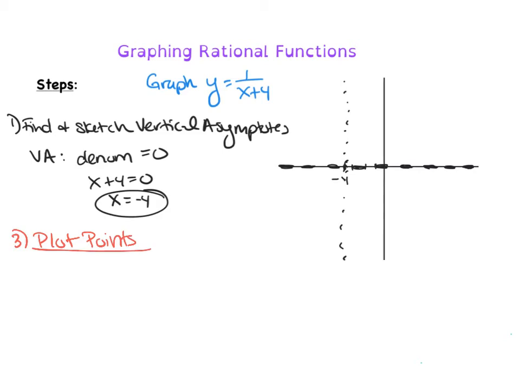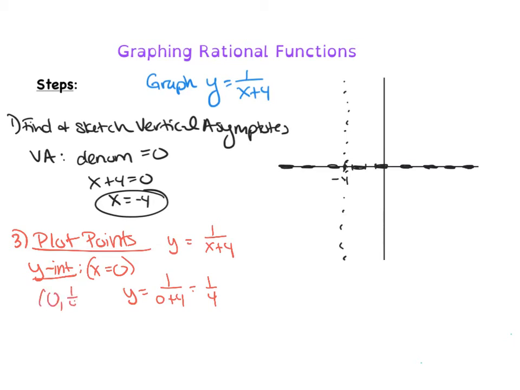Now, the points that you want to plot are generally starting with your x and y intercepts. So for the first one, let's say we're plotting the y-intercept first. Remember, when you're finding the y-intercept, that's when x is equal to 0. So we'll take our function y equals 1 over x plus 4, and we'll plug in x equals 0. So we have y equals 1 over 0 plus 4, or y equals 1/4. So when x equals 0, y is 1/4. X is 0, y is 1/4.